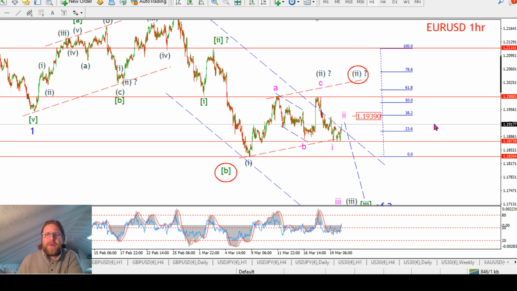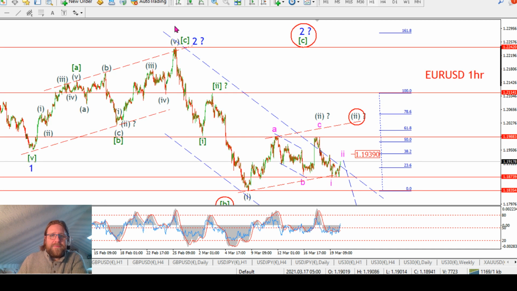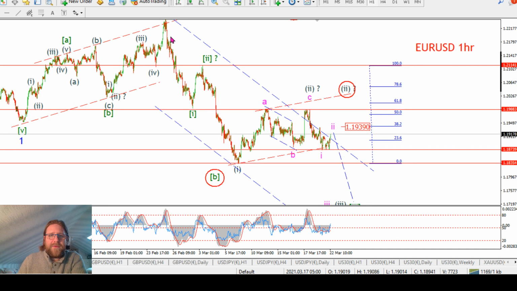1 hour. You can see that I am expecting this week possibly a third of a third. So this would be wave 1, 2, actually it'd be a third of a third of a third. We have wave 1 and 2 in blue done. Wave 1 and 2 in green done. And 1 and 2 in grey done.